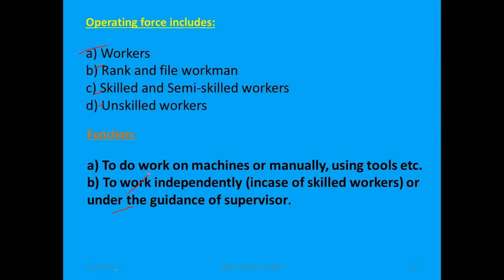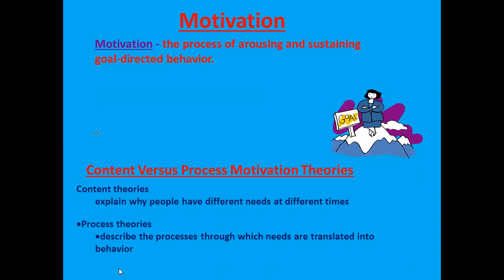So what is this point saying? If you are good at the working of machines, they work independently, or under the guidance of the supervisor. So these are the functions to be done by these operating force people. So like this, you have the levels of management concept given by Maslow. Right? Hope you understood the concept.